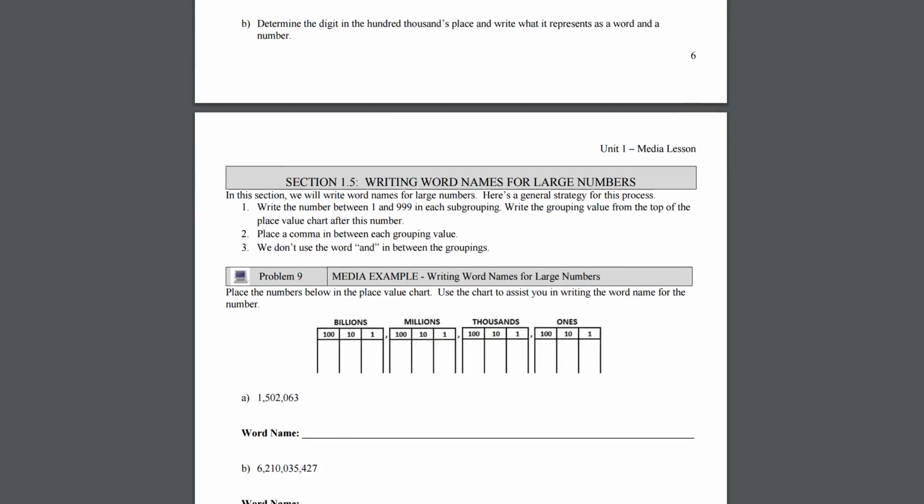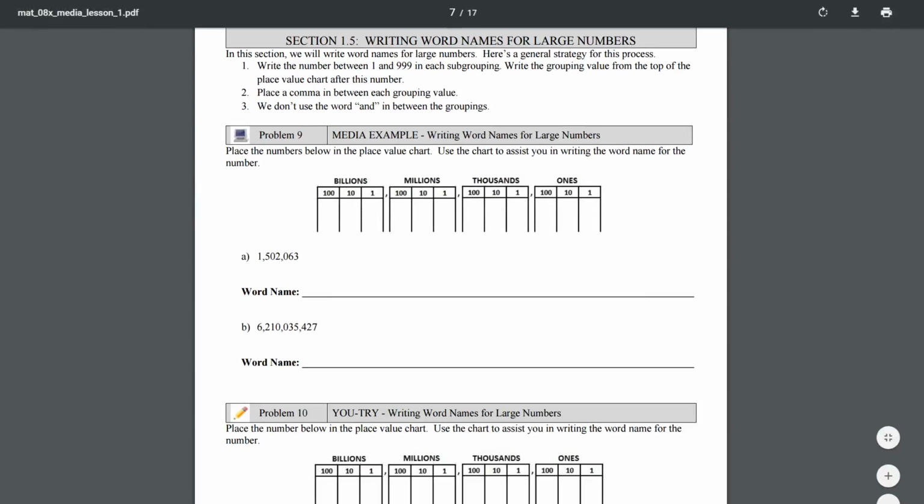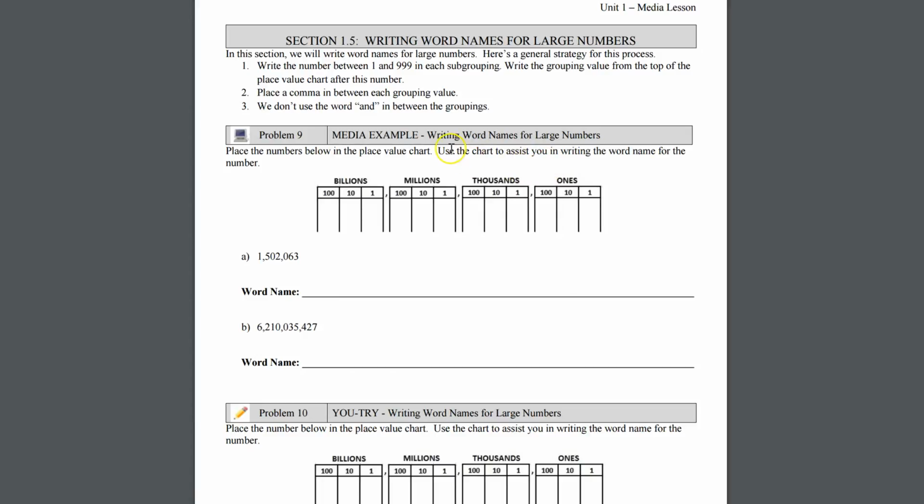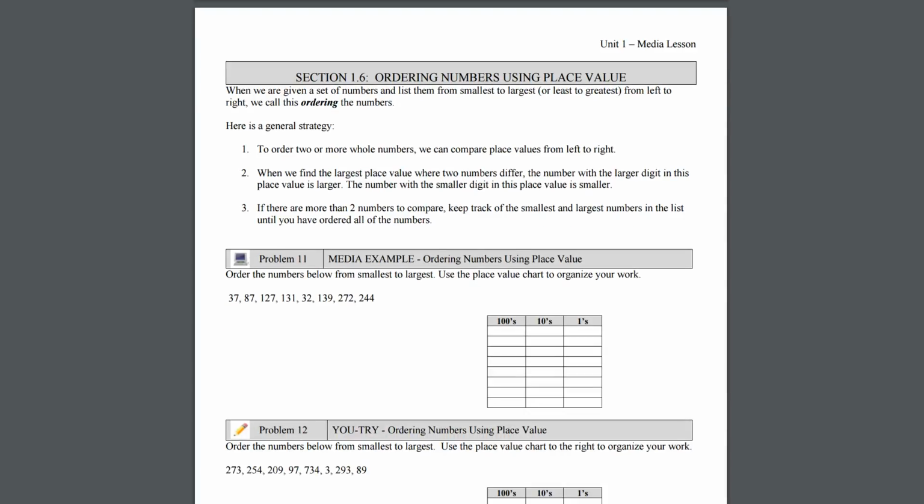And just looking at 1.5, we already discussed this, so writing word names for large numbers, and there are some descriptions here. Basically they're writing the number between 1 and 999 in each subgrouping, and then referencing the category that it's in. Also notice we write billions here, but when we write the word we just say billion, not billions, so it would be 123 billion, comma. So just a few things, don't put "and" between the groupings. Okay, and we'll start on the next video.